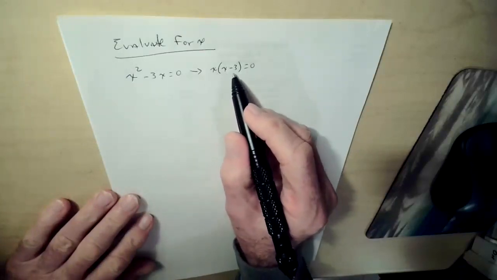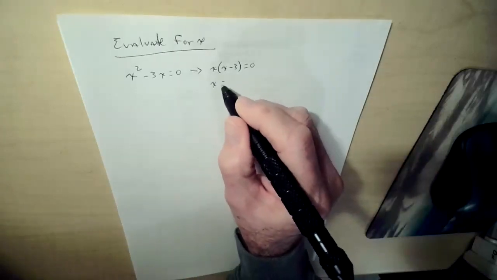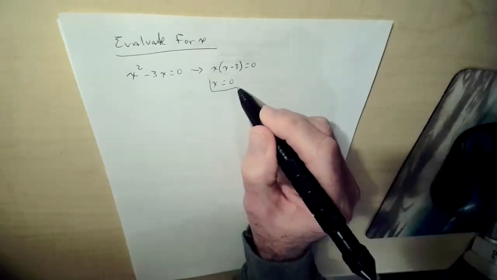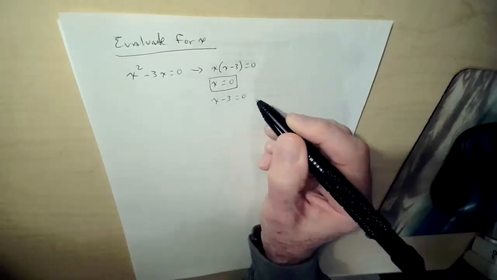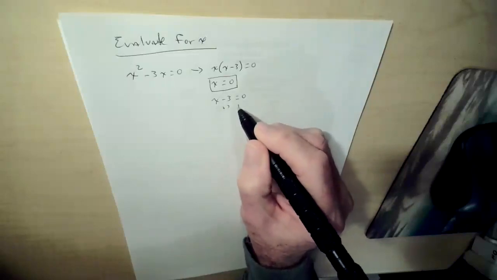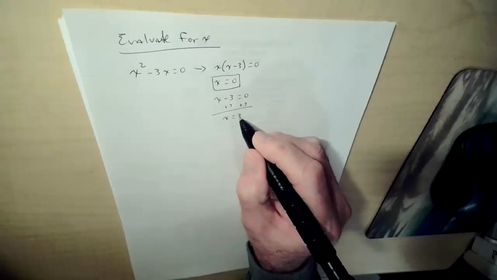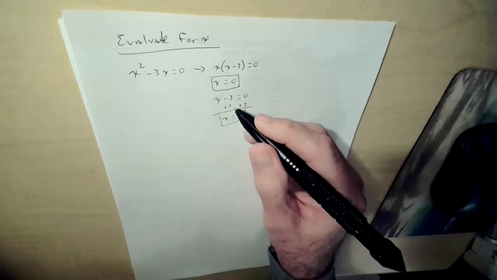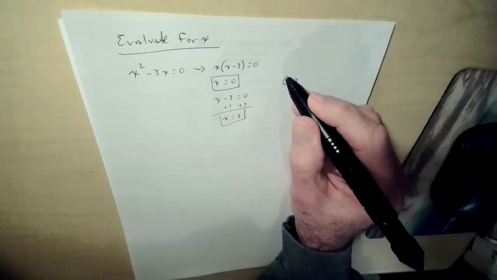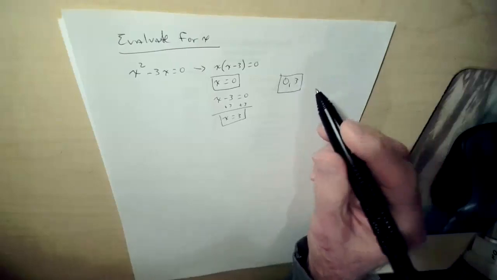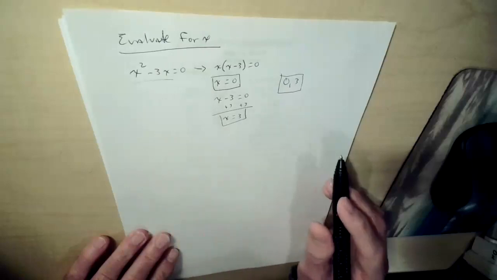Now we have two terms here. Actually, there's one term, but there's two parts of it. So we set each one of the factors equal to 0. So we say that x equals 0. Well, that would solve for us already. And we do x minus 3 equals 0. Add 3, add 3. So x is equal to 3. So our answer here is 0, comma 3.